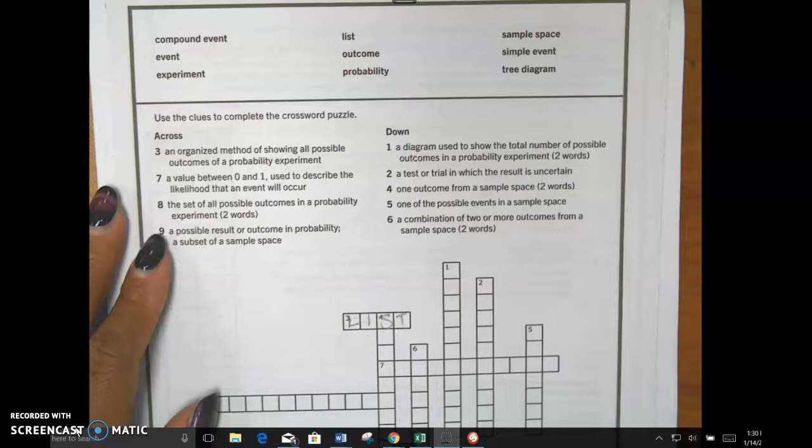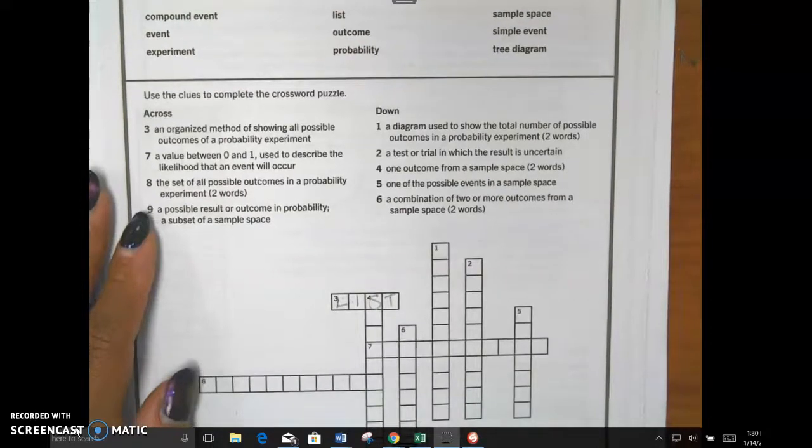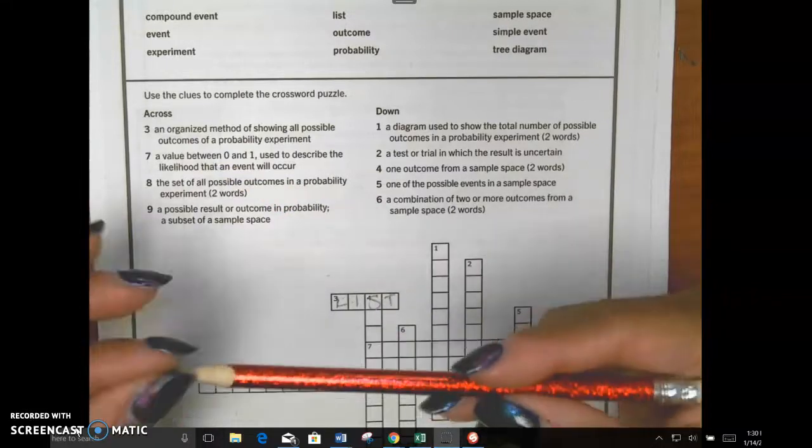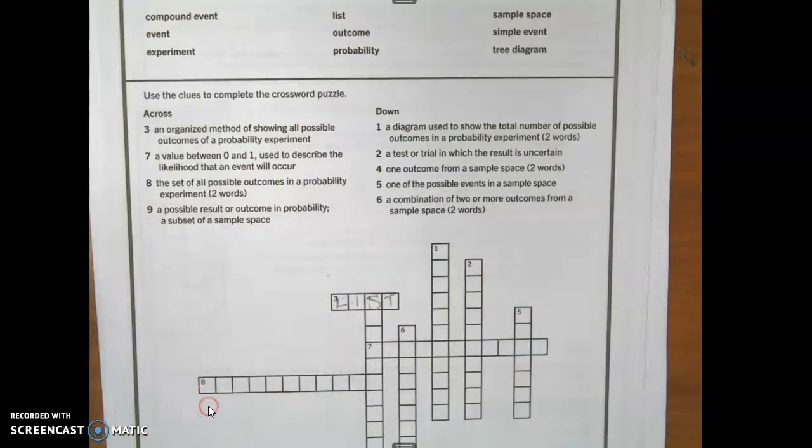All right. Value. Sorry, I'm sharpening a pencil. A value between, well, that defeats the purpose because the pencil edge just broke.